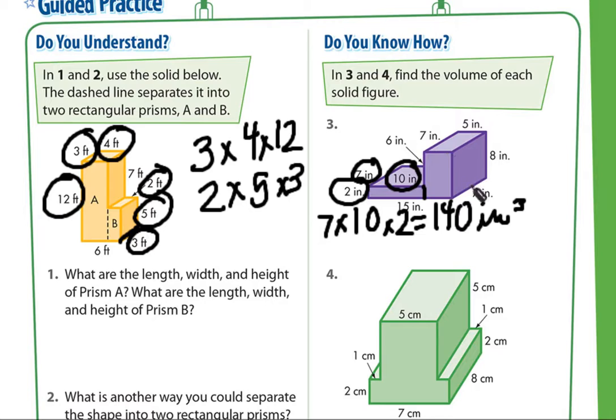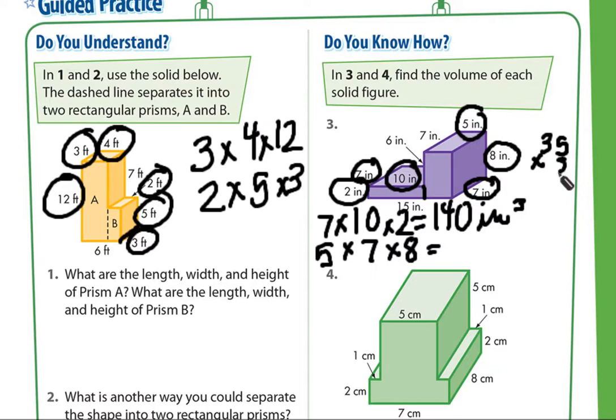So then I need to do this next one. So to me, my length is 5 for this one. And then I have my width is 7 and my height is 8. So what I would do for the second one is 5 times 7 times 8. 5 times 7 is 35 times 8. Doing a little side math. 4, 24, 20, 280. Hope I'm right. Okay, so then 280 inches cubed.